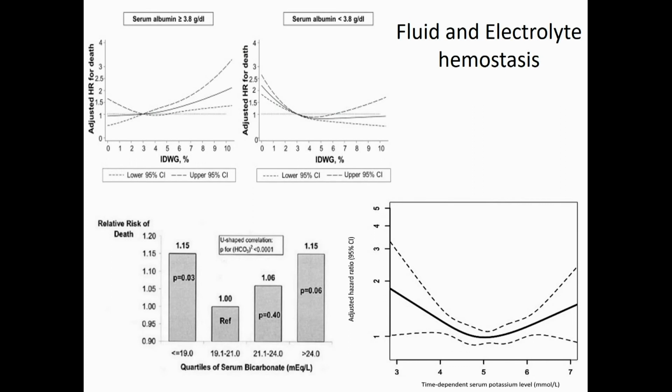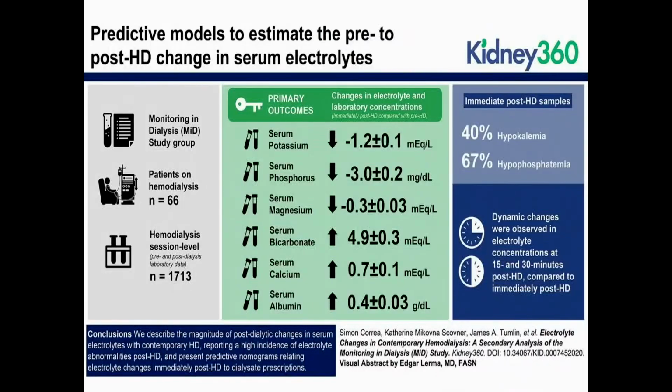In that case, you need to adjust the dialysate bicarbonate to around 28 to 30 so that the pre-dialysis bicarbonate stays more than 17 and less than 24. Potassium also: if it is less than 4 or more than 6, you have more mortality. So the lower the potassium, it is also problematic.